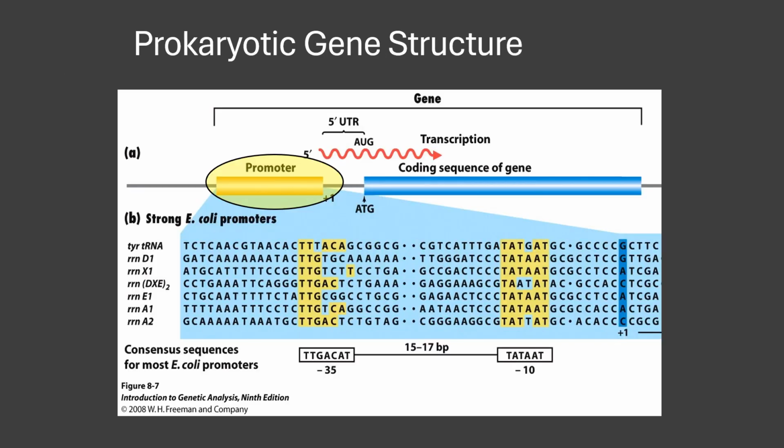Okay, so zooming in a bit on prokaryotic gene structure. Again, this is a different graphic, but the same idea, that there's some sort of coding sequence of genes labeled in blue here. And upstream of that, or 5' of that, is the promoter. So let's look a little bit more in detail at the promoter sequence. We'll talk about some of these other things that are involved.